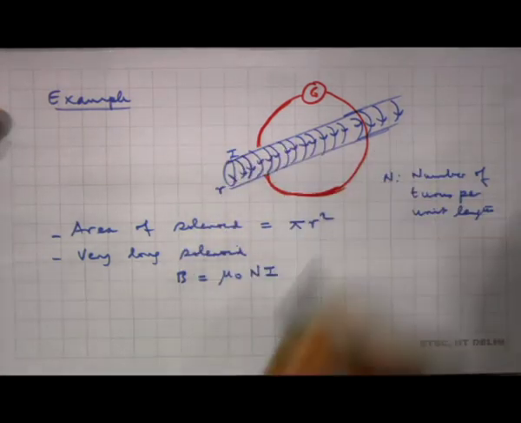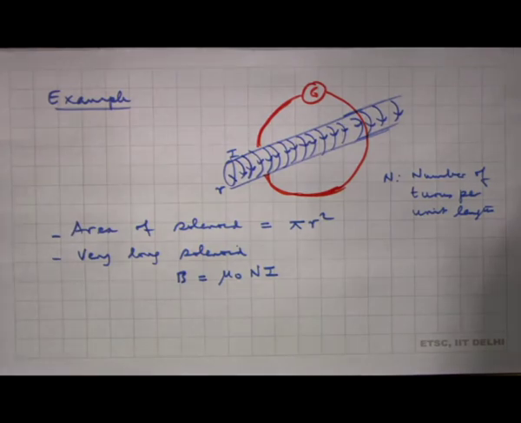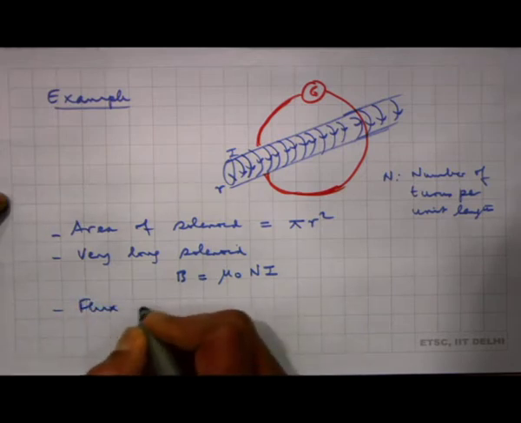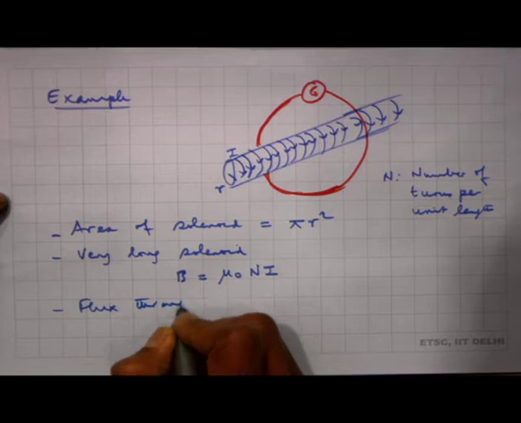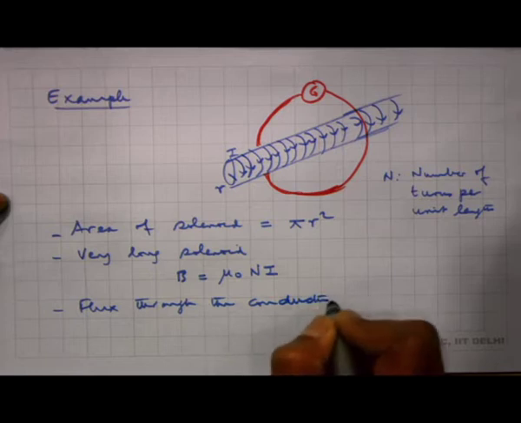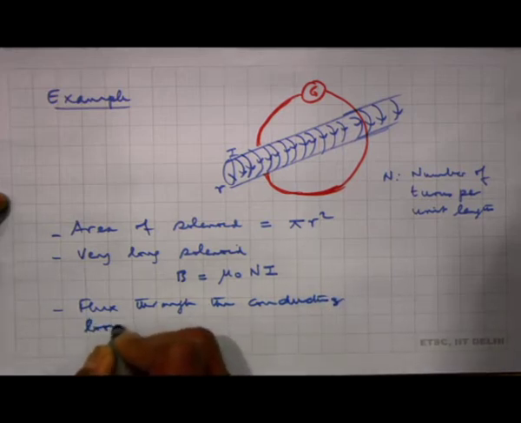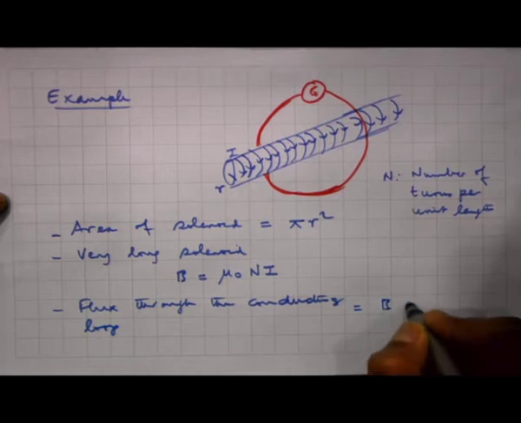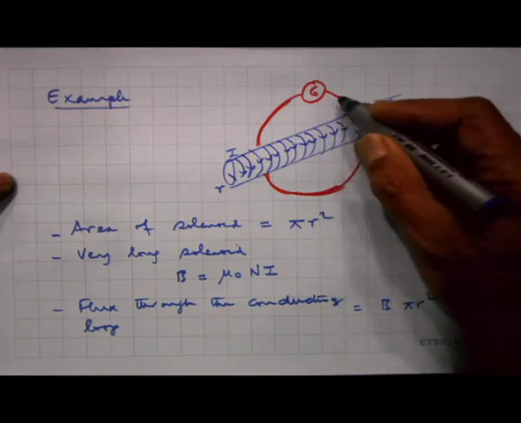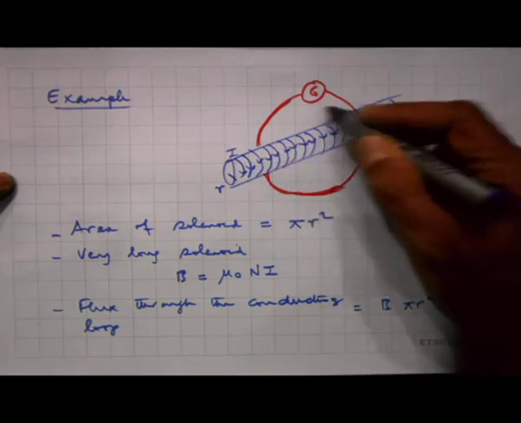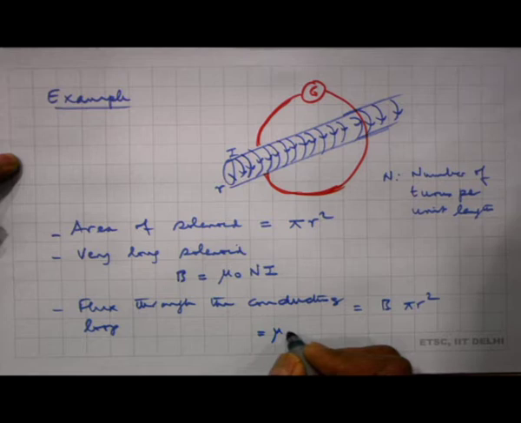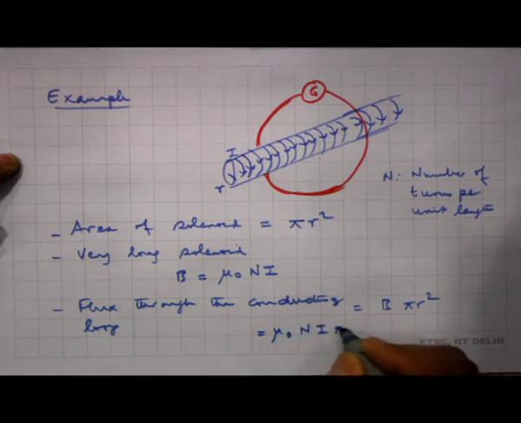The current flowing through this solenoid is I. So, mu naught n I is the magnetic field. So, flux through the conducting loop is equal to B into pi r square. Remember, there is magnetic field only within the solenoid. The loop is much bigger than the solenoid, but there is hardly any magnetic field outside. So, the flux is simply B times pi r square, which is nothing but mu naught n I into pi r square.